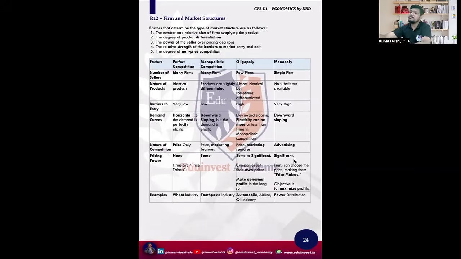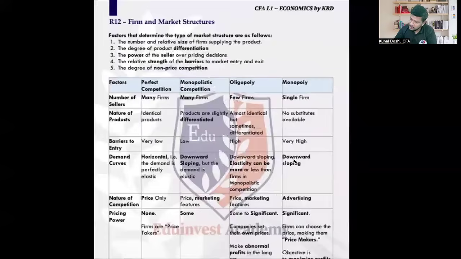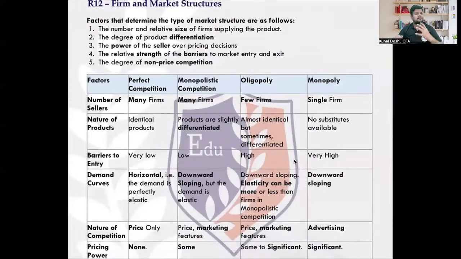Let's start with the first thing, that is firm and market structure. Now, basically, there are 4 forms of market structure. Broadly, there are 2, perfect and imperfect. Perfect competition, and the imperfect has 3 components: monopolistic competition, oligopoly, and monopoly.